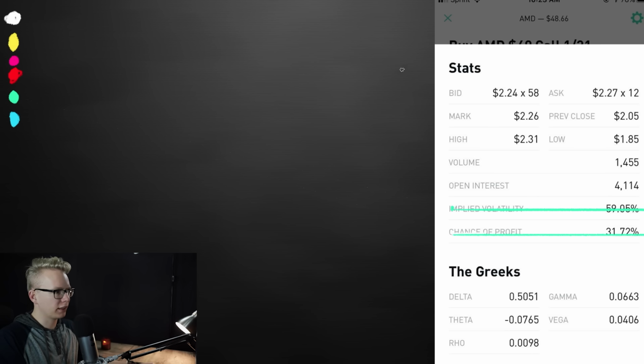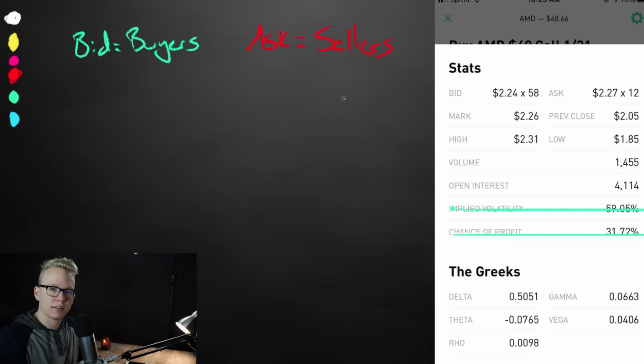Okay, so we're going to start off by looking at the bid and the ask up at the top here. The bid represents the buyers. The ask represents the sellers. Sellers want to sell at a higher price. Buyers want to buy at a lower price. It makes sense, right? Just intuitively. And you can see that represented here, where this bid price is $2.24 and this ask price is $2.27. So this represents where people are buying and selling.